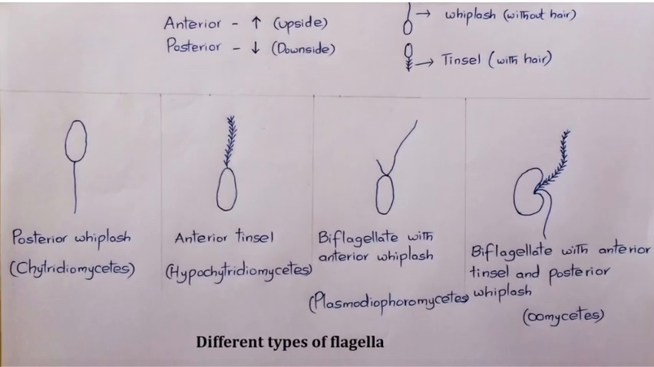So this is a general picture I have already shown. Upside means anterior, downside means posterior. If it has no hair, whiplash. If it has hair, it is called tinsel. Posterior whiplash, Chytridiomycota; anterior tinsel, Hyphochytridiomycota. Biflagellate with anterior whiplash type is present in Plasmodiophoromycota. Biflagellate with anterior tinsel and posterior whiplash, Mycota. So this is in general about flagellation in fungi.